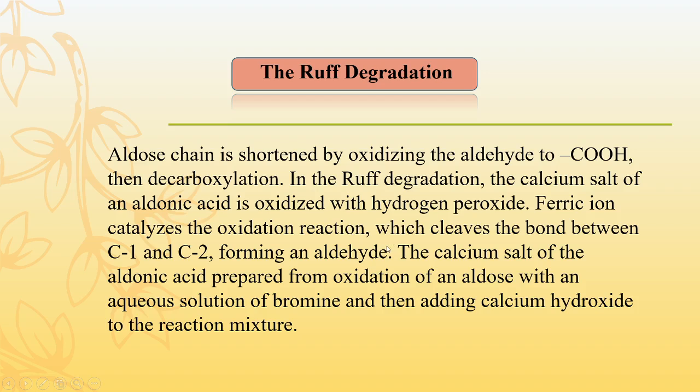And okay, the formed product has one carbon atom less. That means if we take glucose, then after the Ruff degradation, the product contains 5 carbon atoms. That means glucose is converted into D-arabinose. So this whole reaction is called the Ruff degradation.